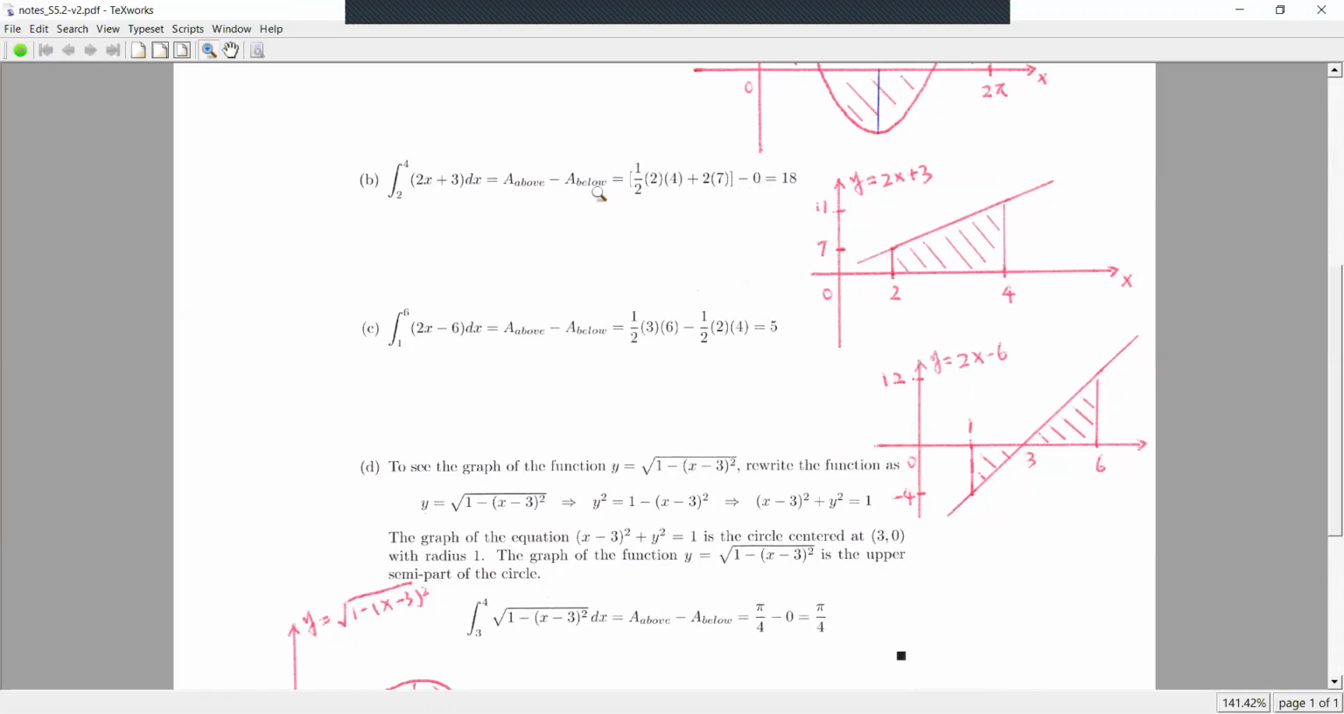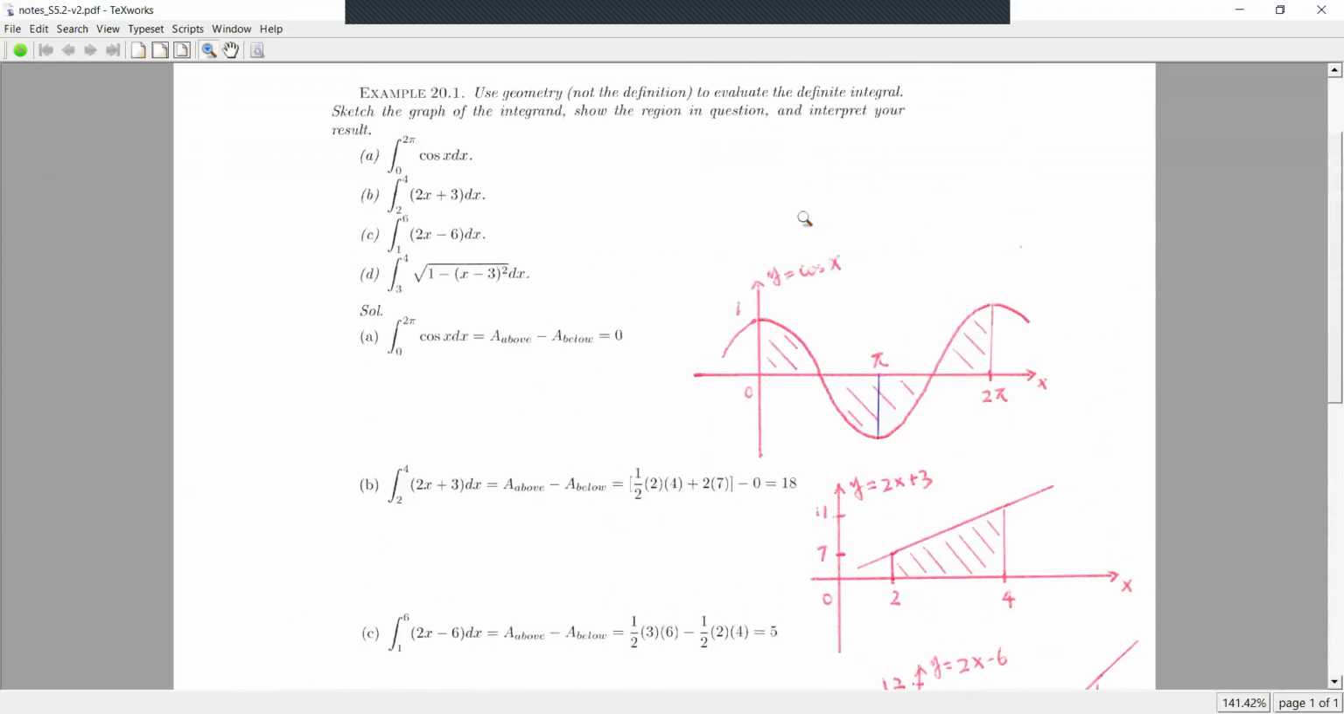Minus 0, because of the total area below the x-axis. This trapezoid has no area below the x-axis. So A below is 0, so minus 0. So the result is 18. So this integral is 18.